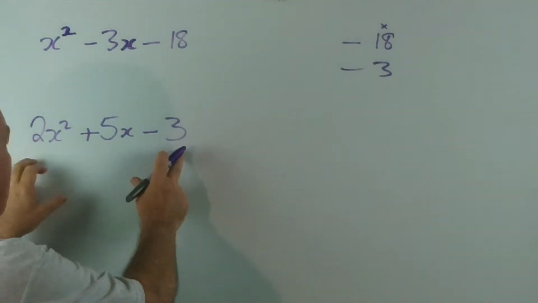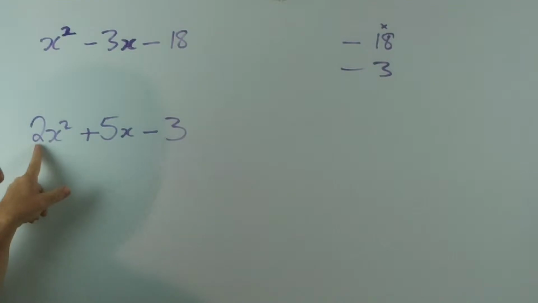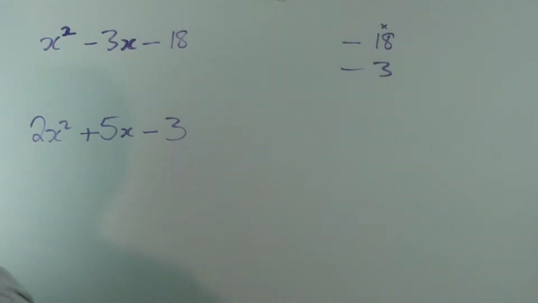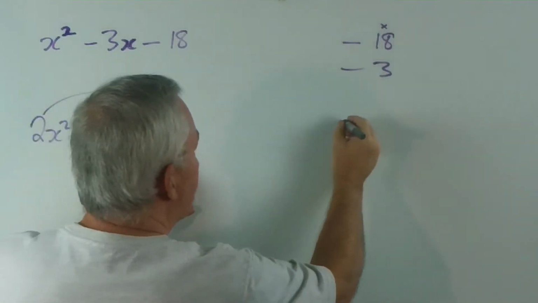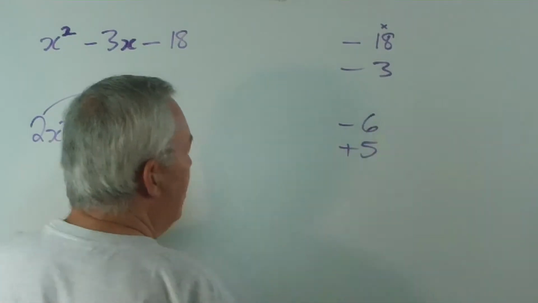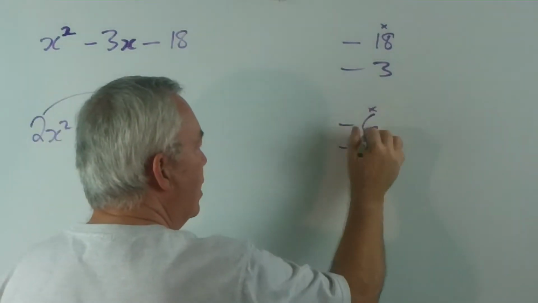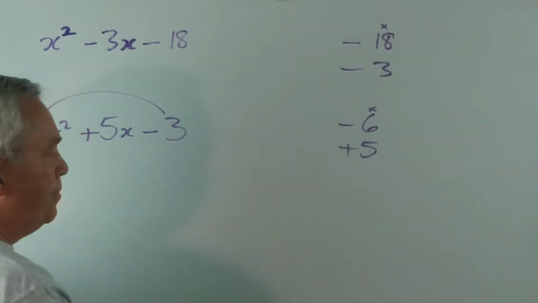A little more complicated when you have a non-monic quadratic, that is when there's not a 1 here, something else. And we know in this case that we multiply these two. 2 times minus 3 is minus 6. We write the plus 5 underneath. And we ask the question, what numbers multiply to give minus or negative 6 and add up to give 5?